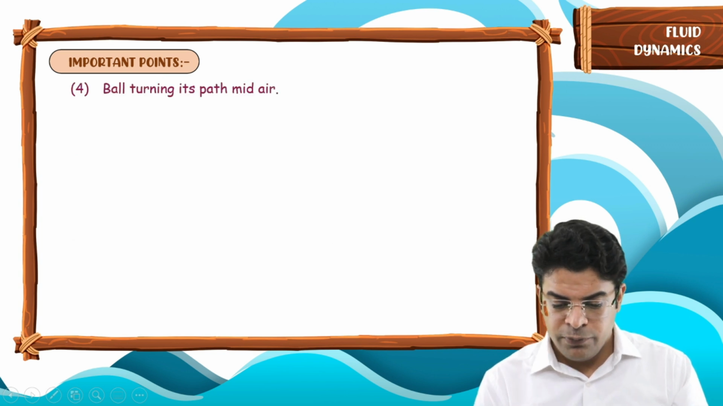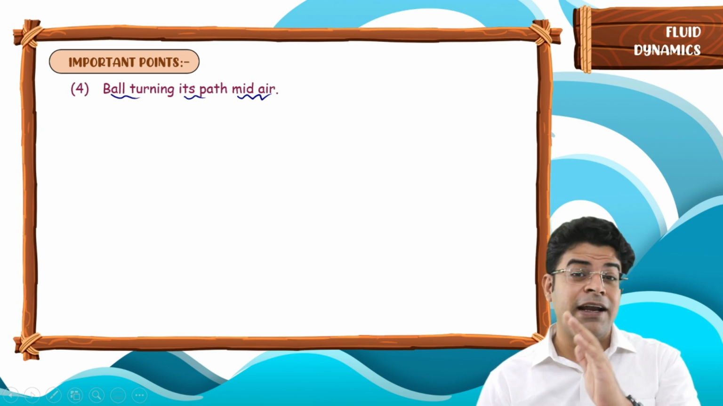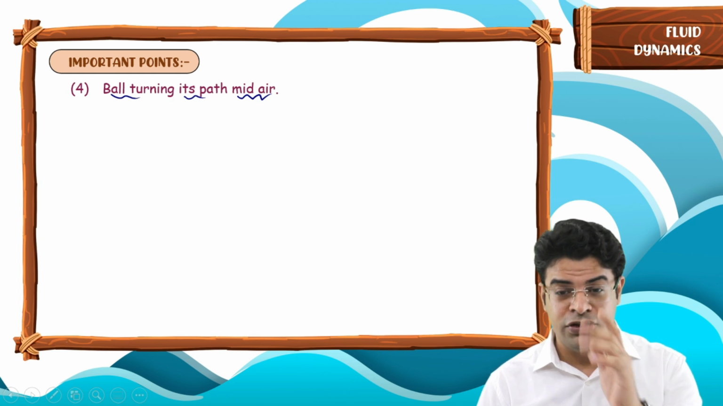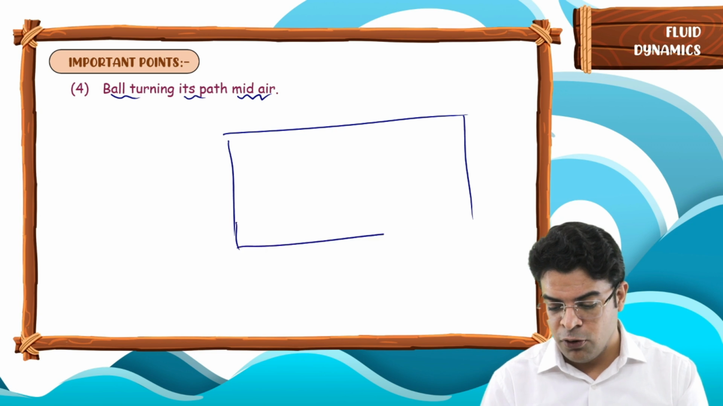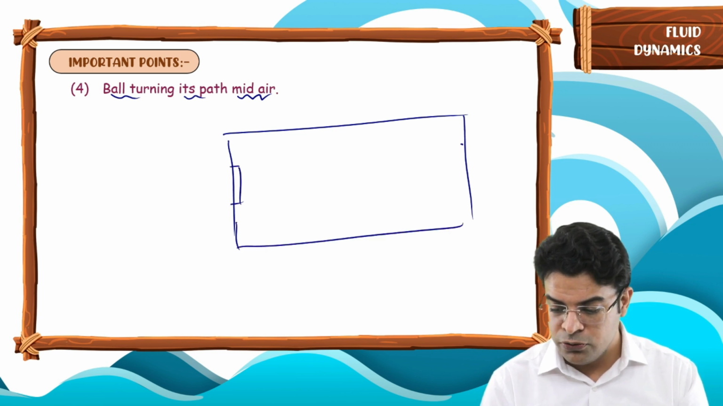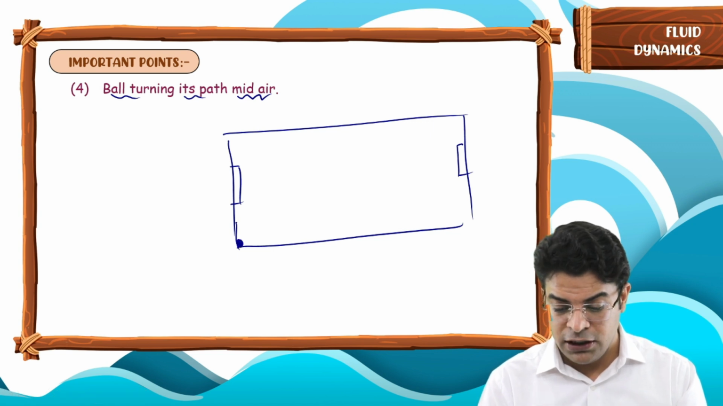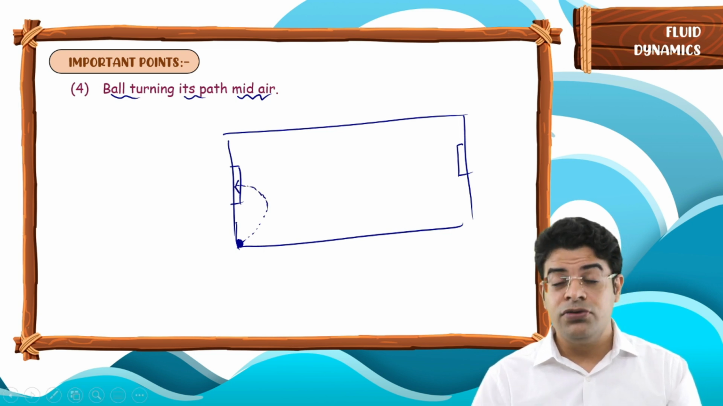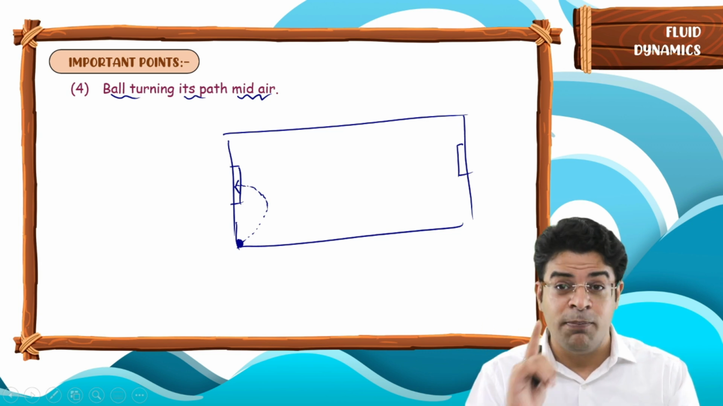The next point: a ball turning its path in midair. Have you ever heard the phrase "Bend it like Beckham"? A movie has been made by an Indian director based on this. So how does a footballer do this? Let's say this is the football field and these are the two goal posts. Some footballers can kick the ball from one corner and the ball keeps on turning mid-air and enters the goal like a boomerang. You should see these trick shots on YouTube after listening to the complete lecture.